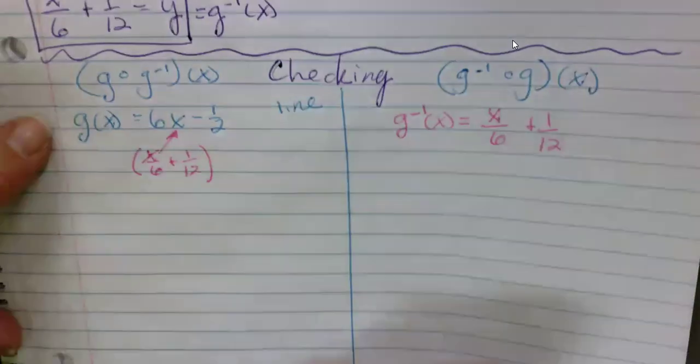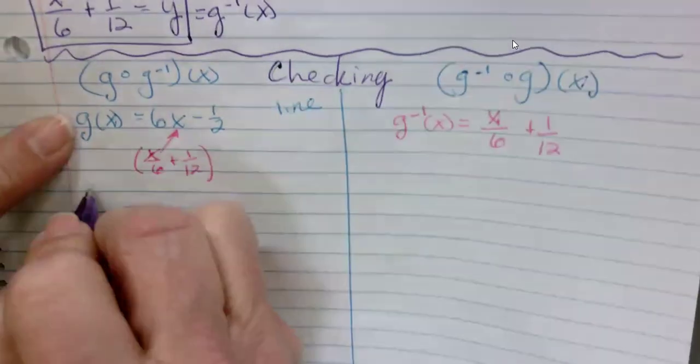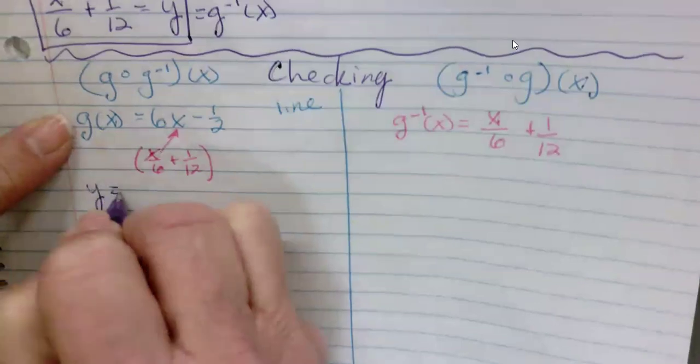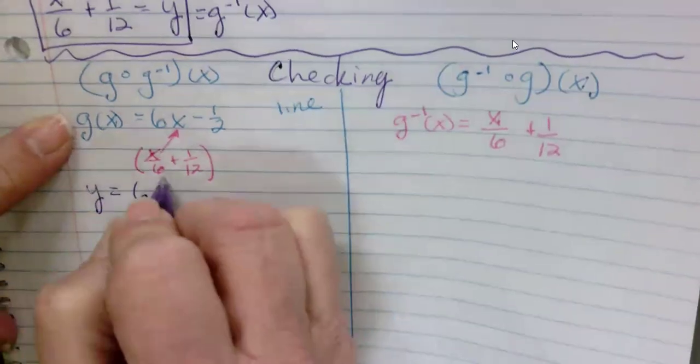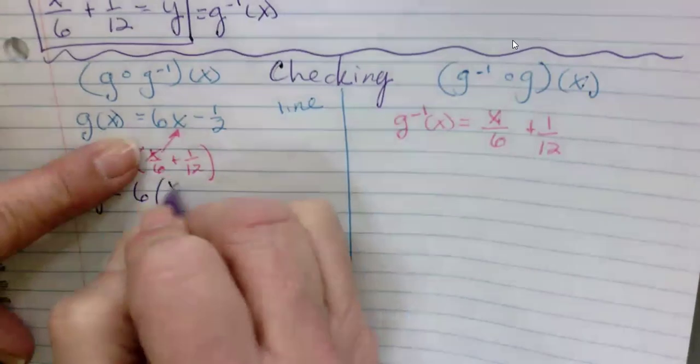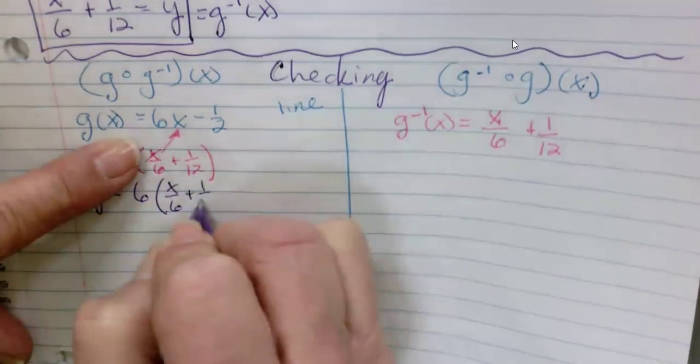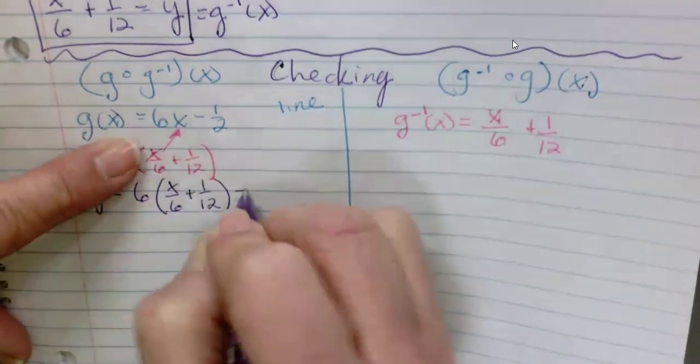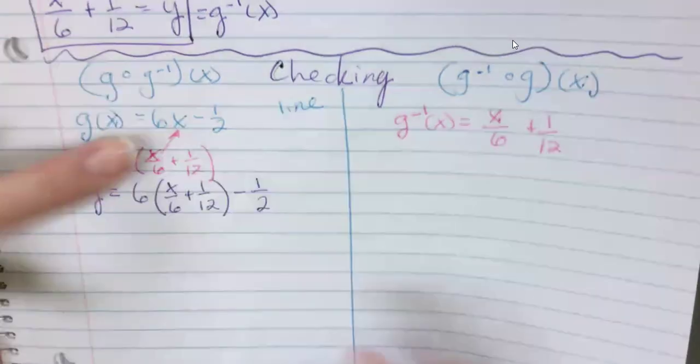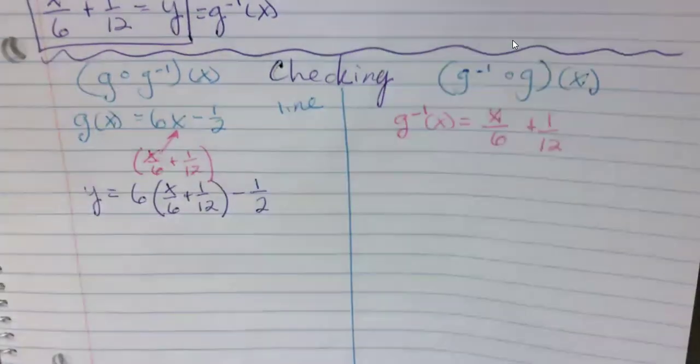And then here we go. Instead of g of x, I'm going to write y equals 6 times x over 6 plus 1 over 12 minus 1/2. And now we have to do all the math for that. So where do you think we'll start?